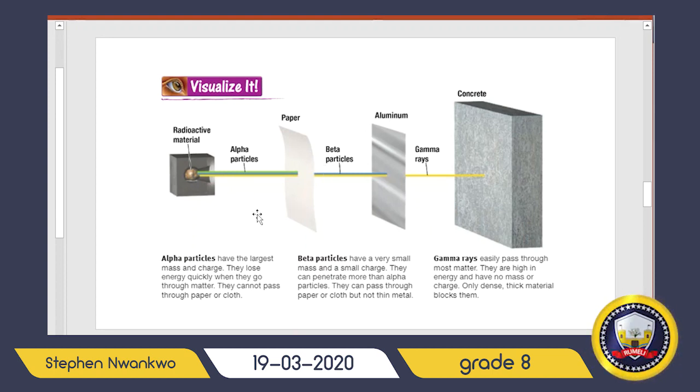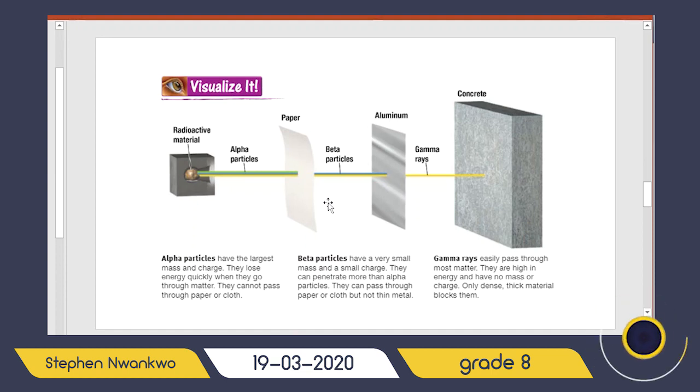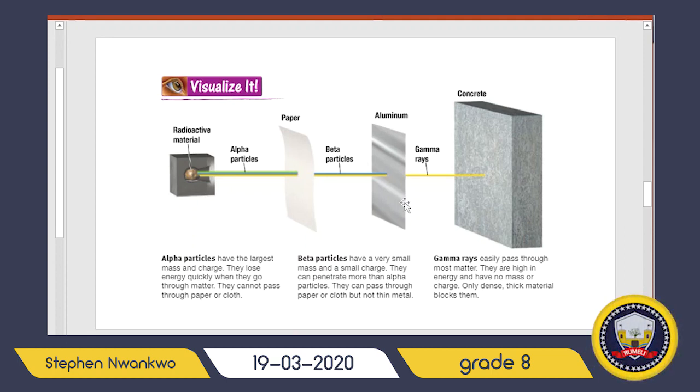So these alpha particles cannot pass through paper or cloth. But beta particles are smaller. They are only charges, like positrons with positive charge or electrons with negative charge. So they can penetrate more than alpha particles. They can pass through paper, but even a thin metal can block beta particles. Even though they are small, they cannot pass through metals.